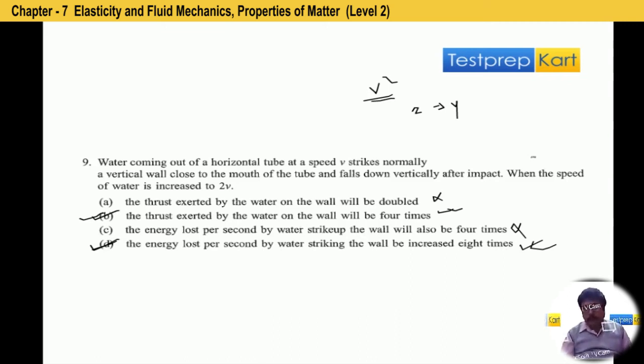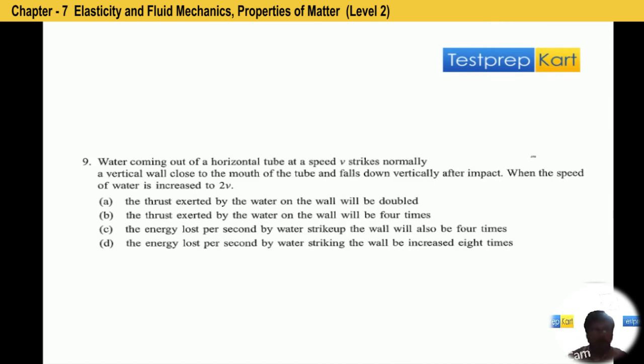So question number 9. Water coming out of a horizontal tube at speed v. So it is a horizontal tube, and from here that is the v, right? It is a v, right?